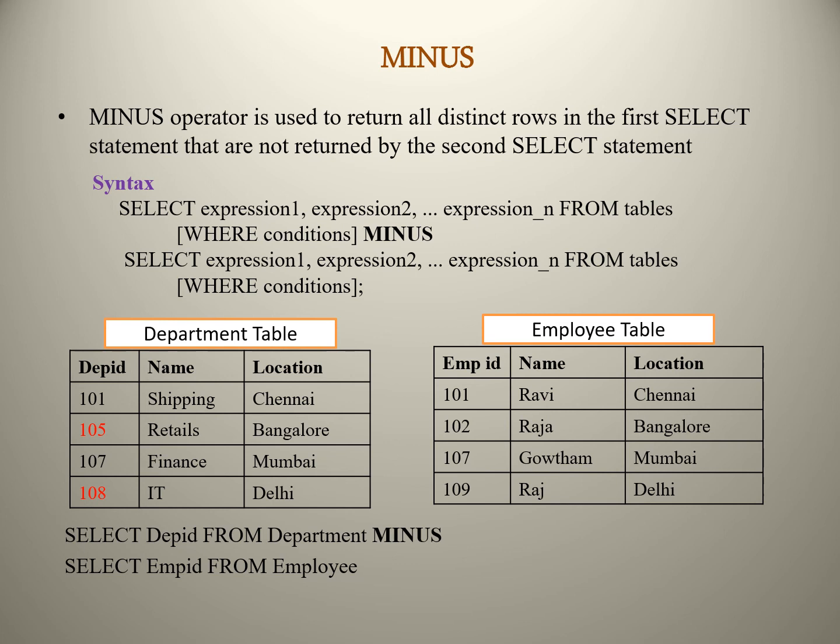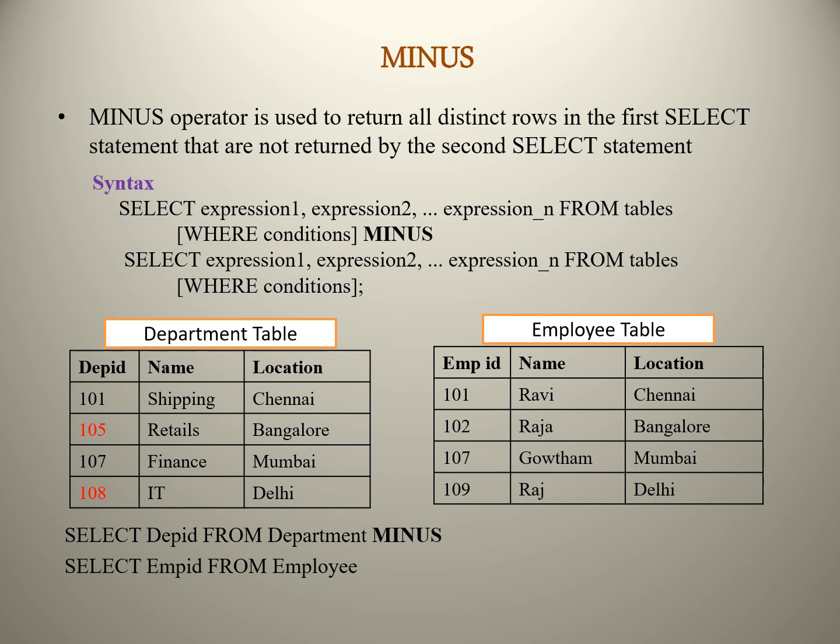Consider again the same two tables, the department table and the employee table. All distinct rows from the first select statement will be considered, so all the records are retrieved from there. The first record is 101. Now I search the second table to see whether 101 is available. Yes, it is available, so this record is omitted. Next it searches for 105. Is 105 available? No, it is not available. So 105 is retrieved as a result.